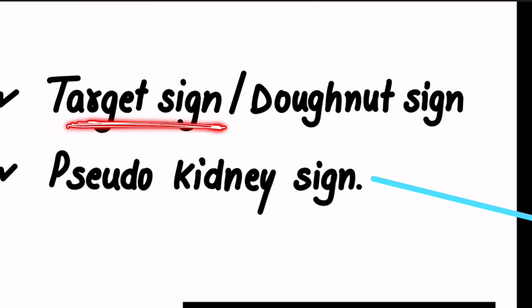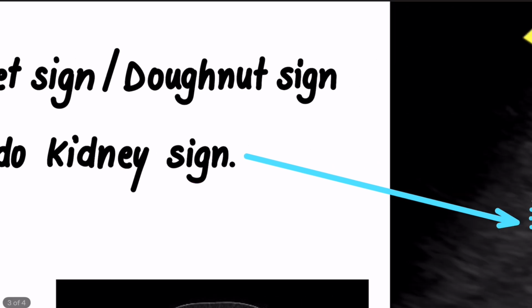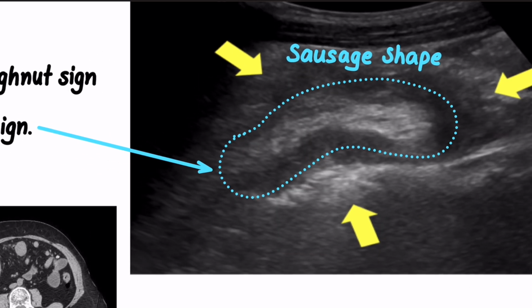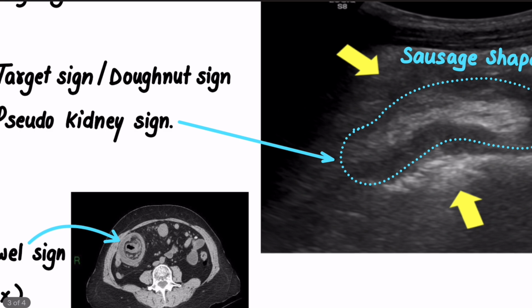I have shown this in previous videos also, so you can go and check there. And the other ultrasound sign is pseudo kidney sign. Now here you can see this is an ultrasound of the abdomen, and somewhere in the epigastric region, with concavity towards umbilicus, this is sausage shaped, resembling a kidney. So it is not a kidney, it looks like a kidney. So it is named pseudo kidney sign.